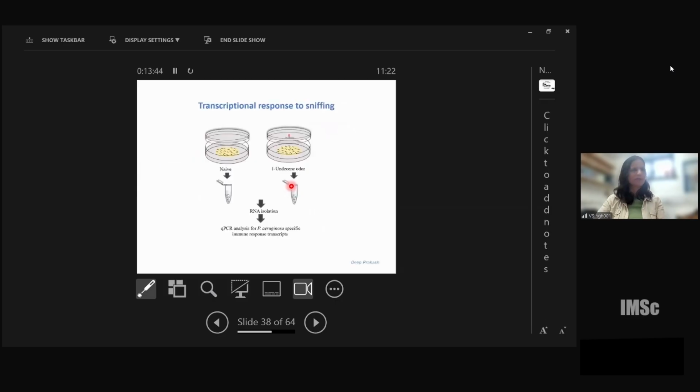So we went further with this and asked, does 1-undecene act like a vaccine or prime an immune response? And Deep did really beautiful work of allowing worms to smell 1-undecene for 2 hours, and then asking what it does when you smell something that you don't like. I think as a human, if you smell something that you don't like, you probably walk away, which is exactly what C. elegans was doing.